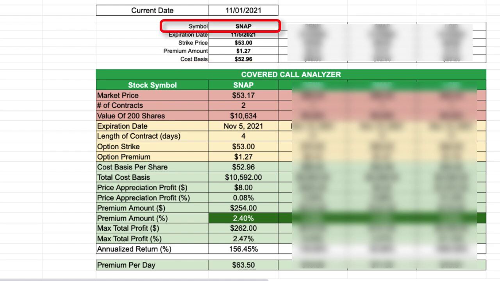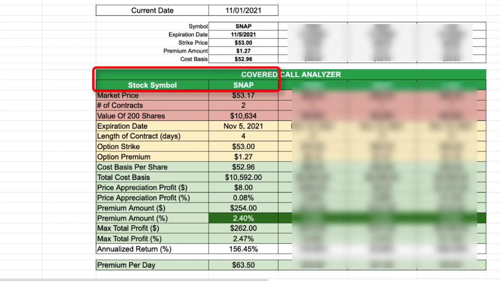The stock symbol, in this case SNAP, expiration date of November 5th, the strike price of $53, and the premium amount of $1.27. And the last piece of information I supply is my cost basis, so in this case, $52.96 per share. The analyzer updates in real time, and we can see the numbers below. So this is a covered call for stock symbol SNAP.